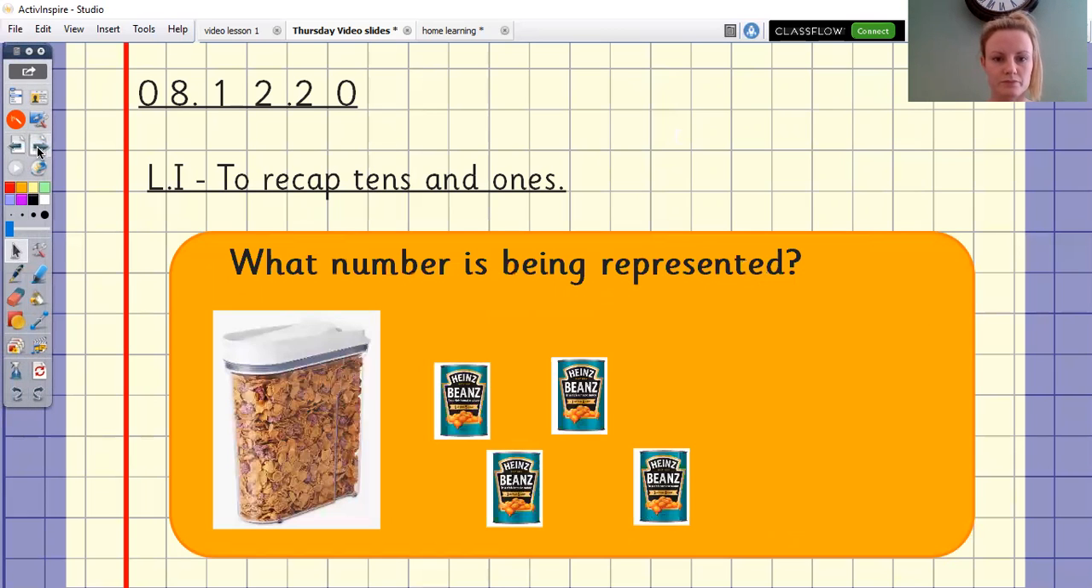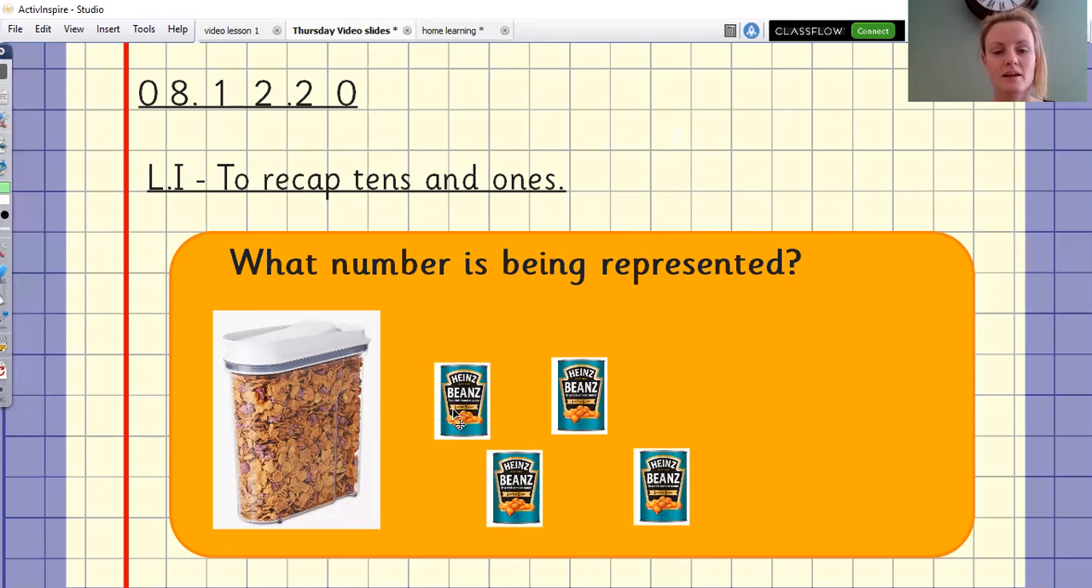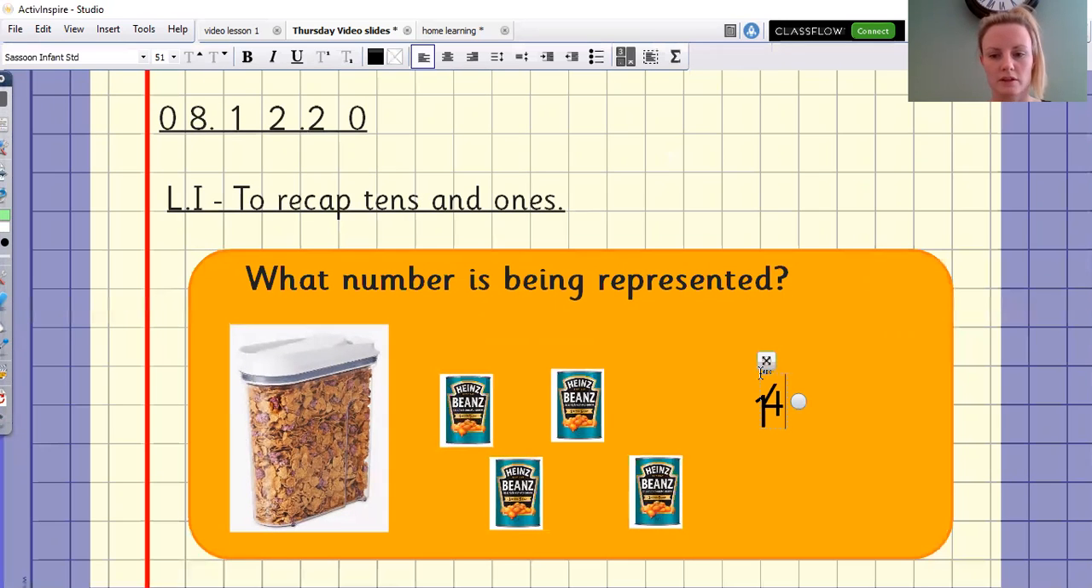Let's get going. Have a quick play with your 10s and 1s, whatever you're using. Make this number and tell me what the number is. Off you go. Okay, the number would be, of course, 10, 11, 12, 13, 14. So you would have written 14, just like this. You might have written 10 plus 4 equals 14.